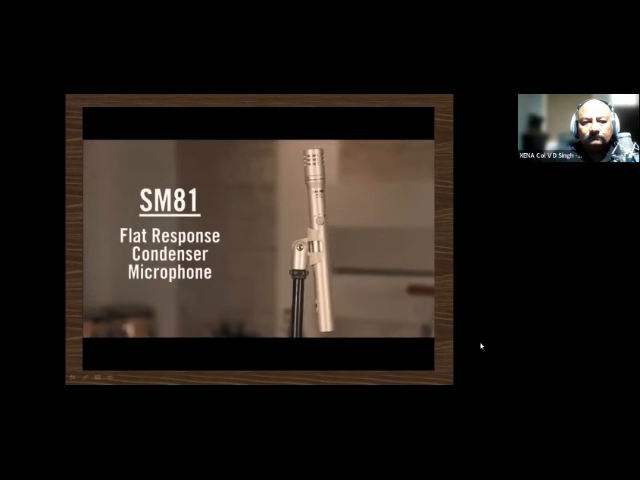Here's how a vocal sounds on a Shure SM81, which has a very flat frequency response.